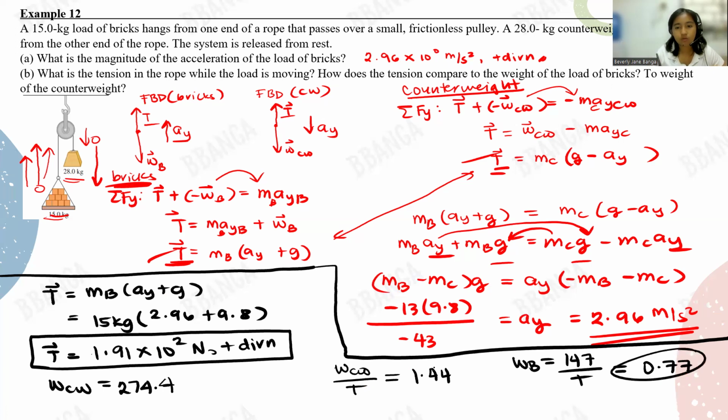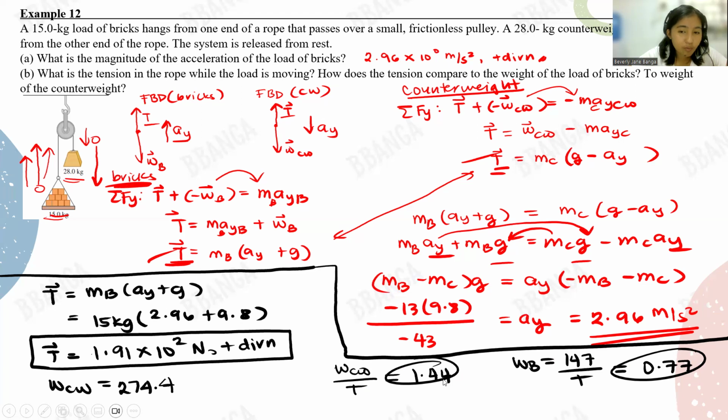Okay, so hindi ko sa scientific notation, kayo na bahala. So, ibig sabihin class, yung tension relative to the weight of the load is only 0.77. So, 0.77 times greater yung tension kaysa kay weight ng bricks. Doon naman sa counterweight, baliktad. 0.77 times the tension gives you the weight of the bricks.